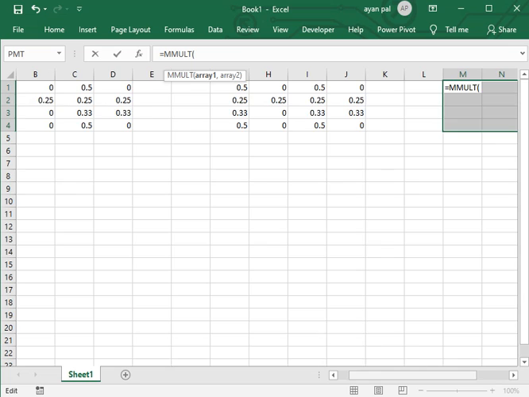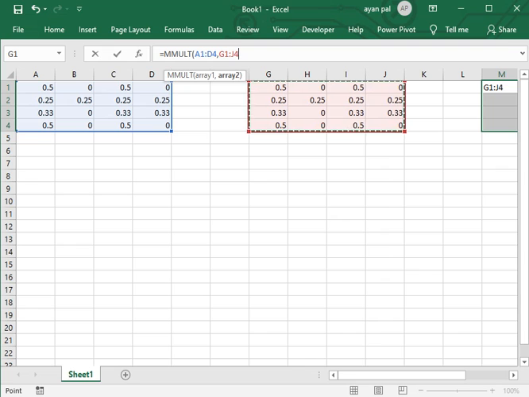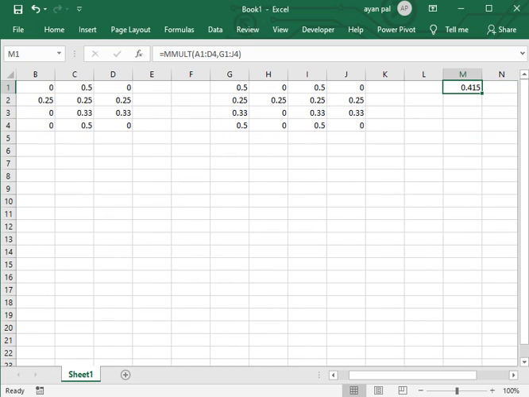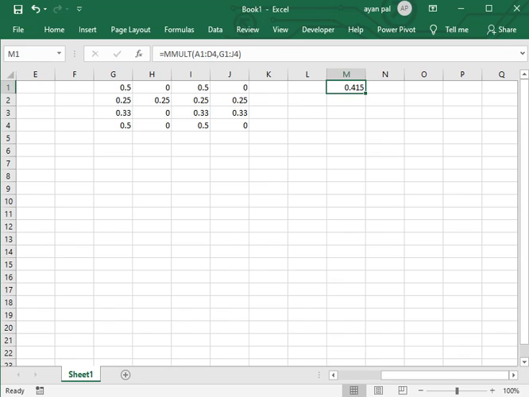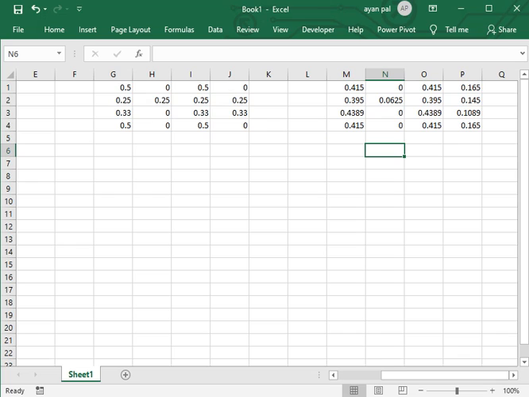So first of all we select the first matrix and then we select the second matrix. Here both matrices are the same because we are just evaluating the square of a matrix. Now this is the first term after multiplication. Now we have to select corresponding rows and columns. Now press F2.